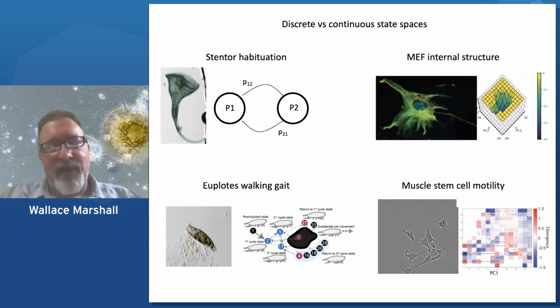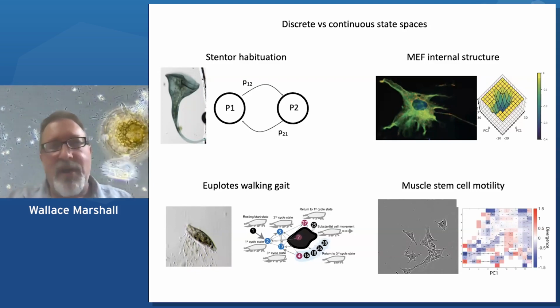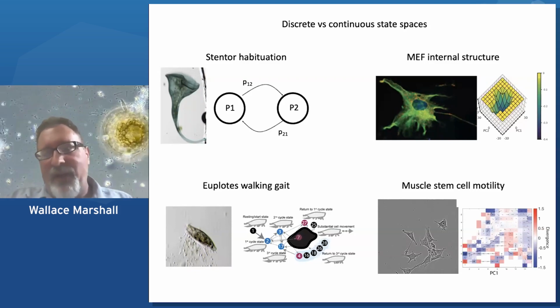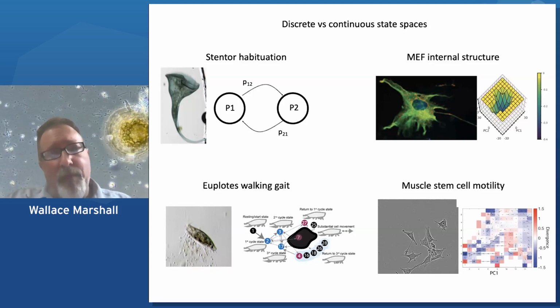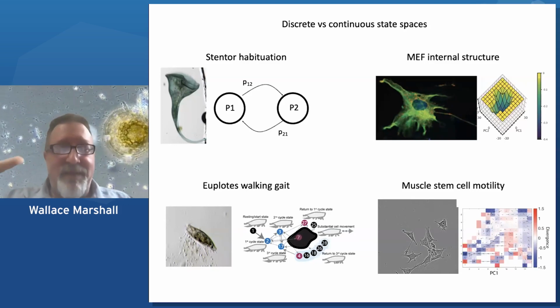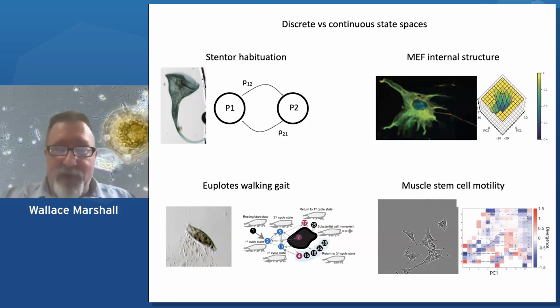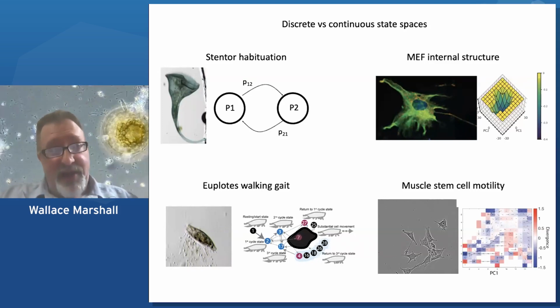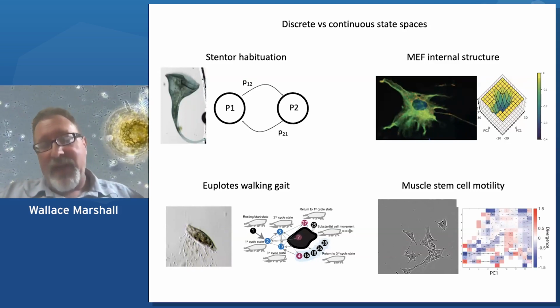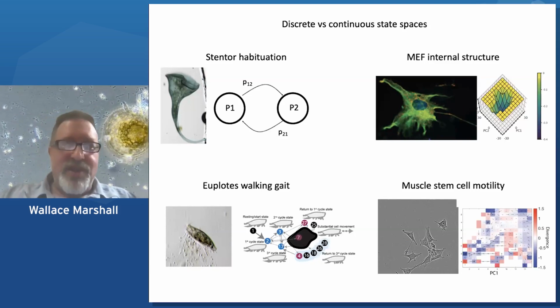And so she measured a number of different descriptors of organelle structure. And the result there was that you see a continuous state space. But if you look at transitions within that state space, first of all, transitions occur between adjacent points in space. So it's a continuous motion through this continuous state space.